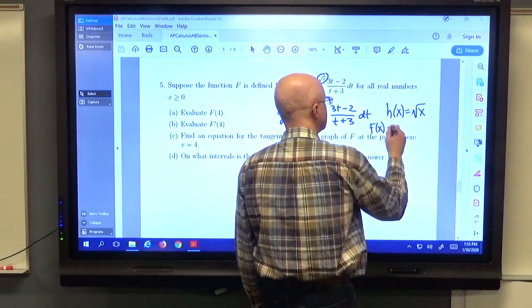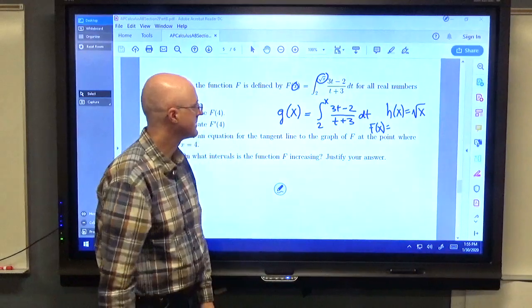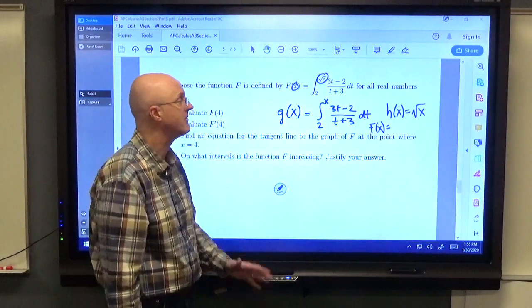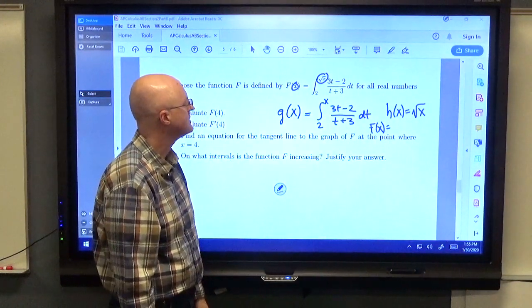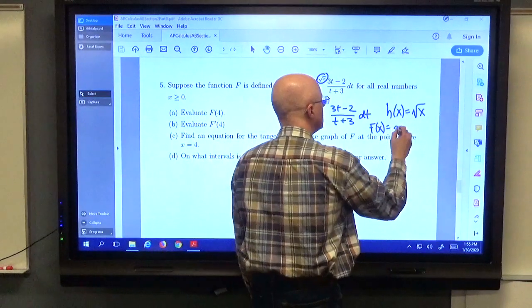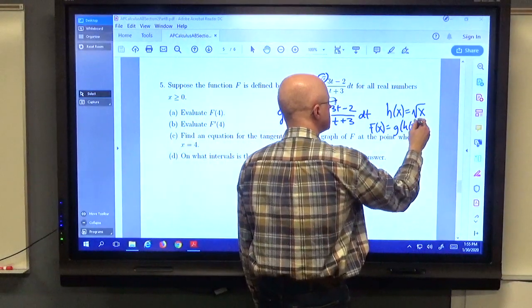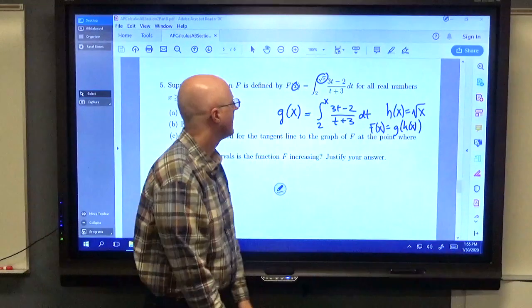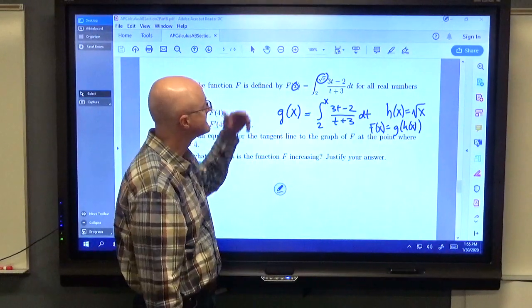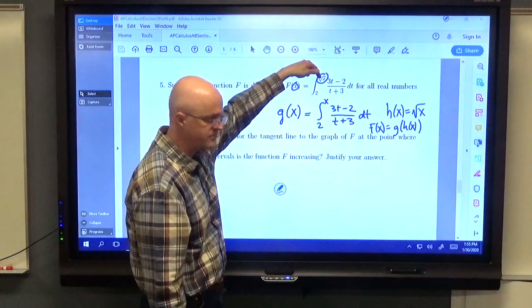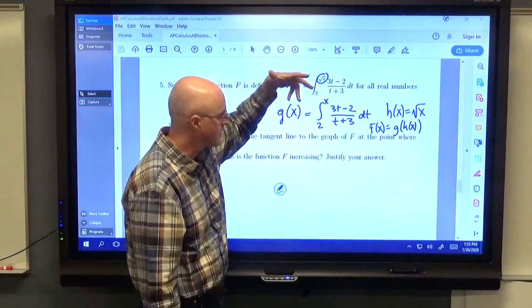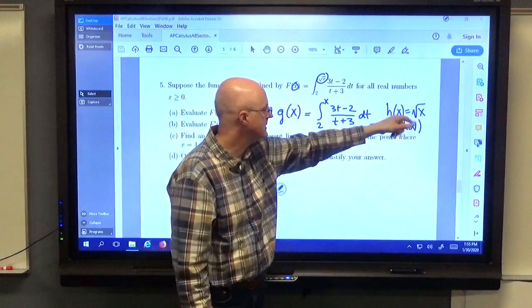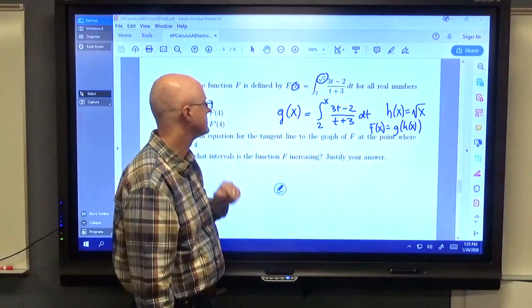F of x, think carefully here, is really going to be g of h of x. Why g of h? Because when you plug in a number for x, you've got to take the square root first before you integrate. So the inner operation, the first operation, is the h, the square root function, and the outer one is the integral, g.